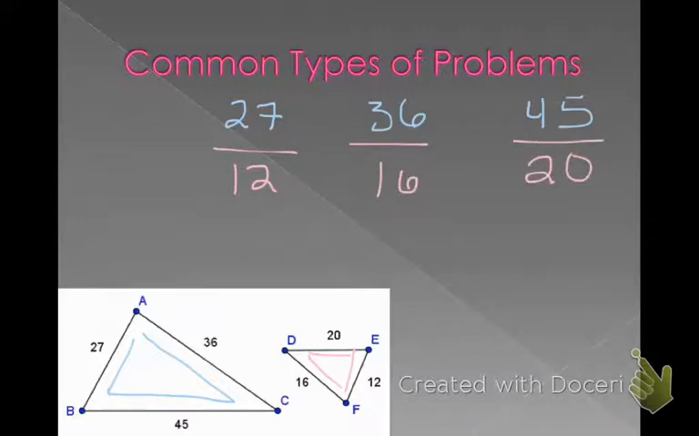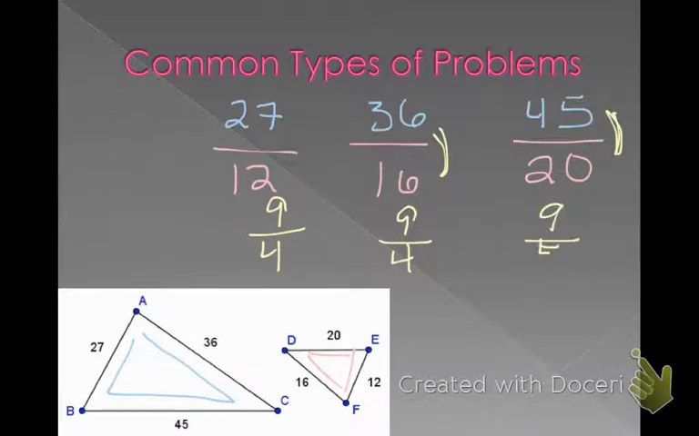Now let's reduce those fractions. We get 27 over 12. Those are both divisible by 3. We get 9/4. These are both divisible by 4 here, so we get 9/4 again. These are both divisible by 5, and we get 9/4 again. So all 3 are the same.